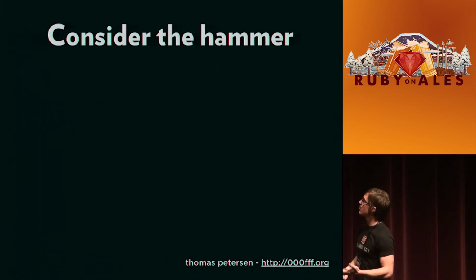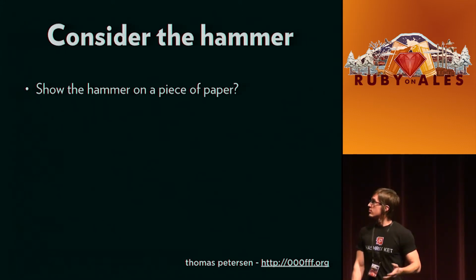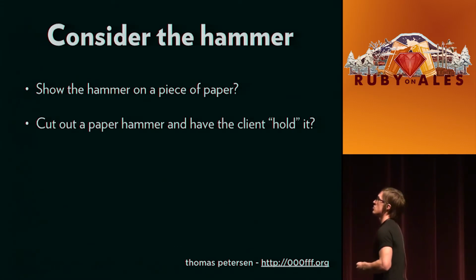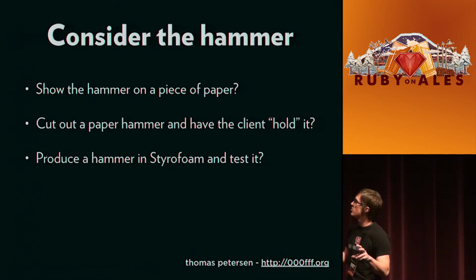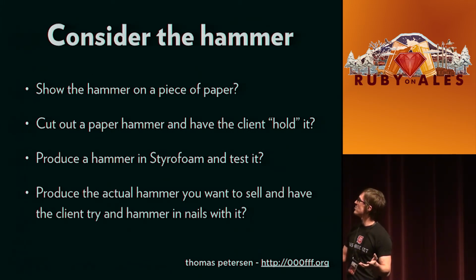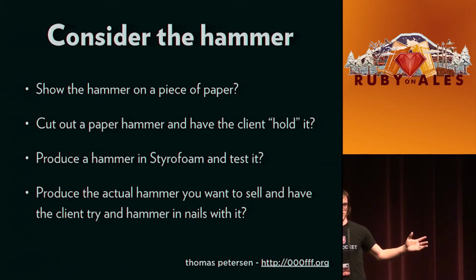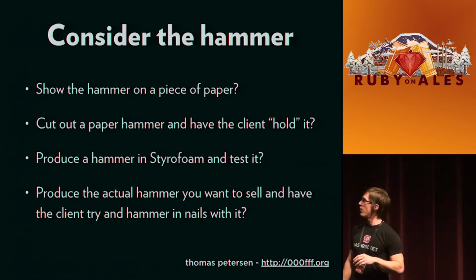And so an example of an argument for rapid prototyping is, say you're a company that makes a hammer. Should you show the hammer to the client on a piece of paper? Should you cut out a paper hammer and have the client hold the hammer? Should you produce a hammer in styrofoam and test it? Or should you produce the actual hammer you want to sell and have the client try and hammer nails with it? Well, obviously you want to do number 4. I mean, this is very rhetorical.